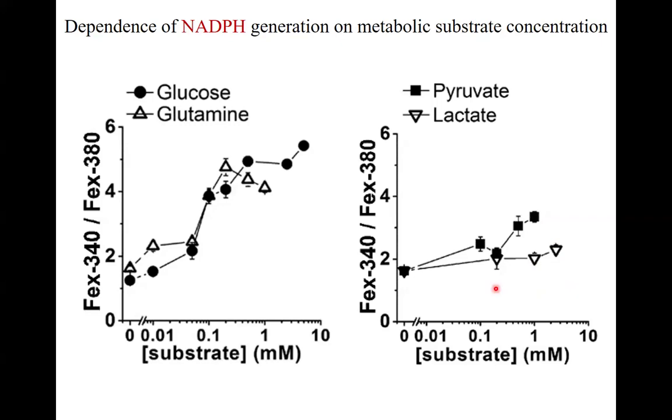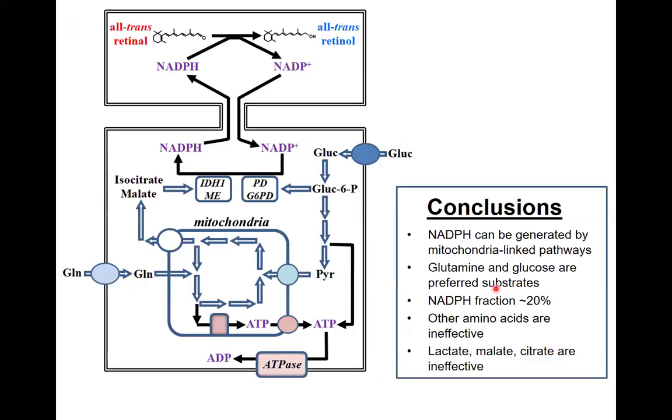So our conclusion from all this is that NADPH can be generated by mitochondrial-linked pathways. Glutamine can do it, right? And glutamine and glucose are the preferred substrates, and the NADPH fraction for either substrate is about 20%. Other amino acids are ineffective, and these are ineffective as well. The pyruvate seems to be a little bit better.